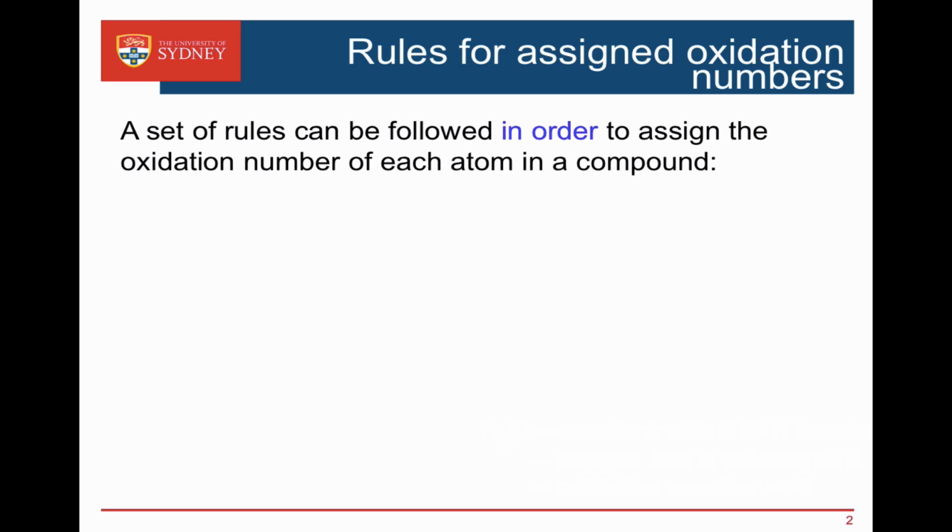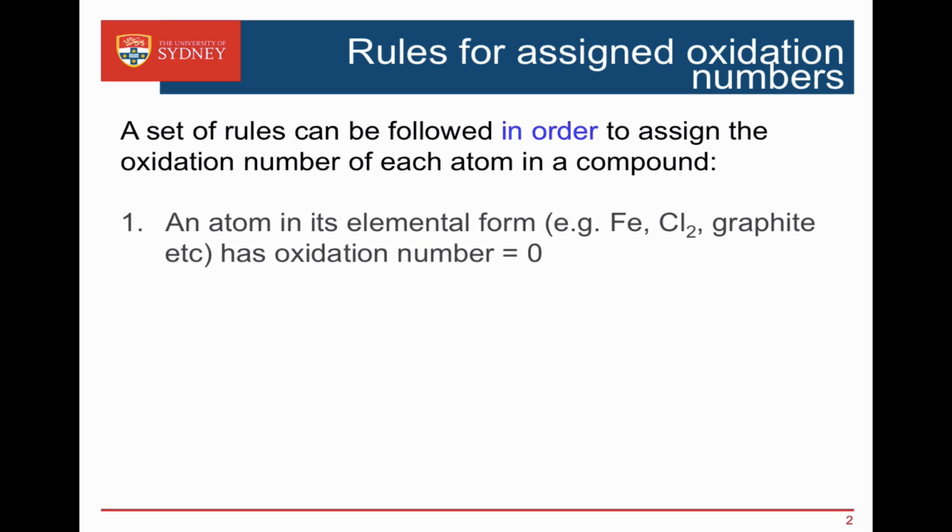Now, there's a set of rules for assigning oxidation numbers, which we're going to go through. They're pretty straightforward, but the most important thing is to use them in order. Don't jump from number 1 to number 7 and back again. Go through 1, 2, 3 in order. So the first rule is that an atom in an elemental form, a lump of iron, chlorine gas, graphite, has an oxidation number of 0.